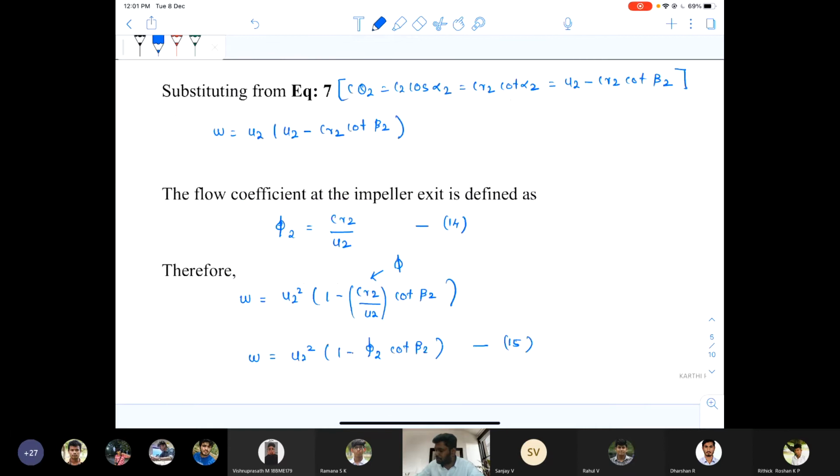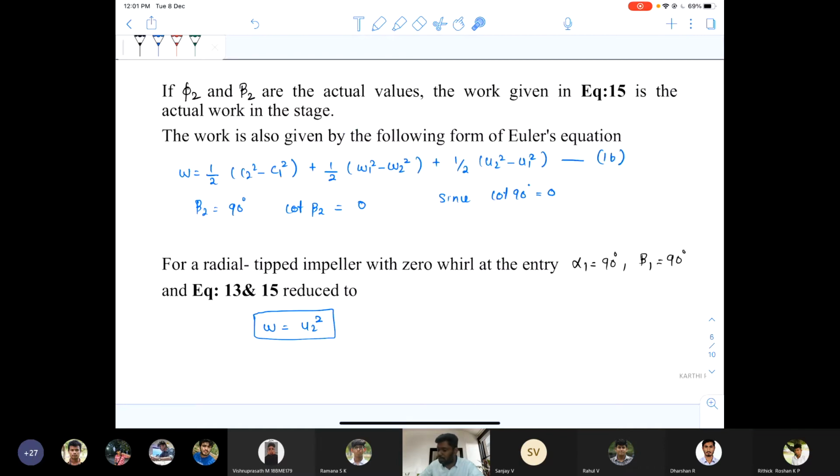That is, if you substitute cot beta 2 for beta 2 equal to 90 degree, this entire term will become 0. Therefore, W will be equal to U2 square. That is, for the radial tipped impeller with zero whirl at the entry, zero whirl at the entry means C theta 1 is equal to 0, alpha 1 is equal to 90 degree and beta 1 is equal to 90 degree, equations 13 and 15 are reduced to the form W is equal to U2 square.